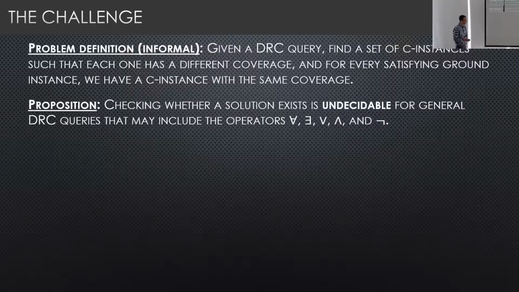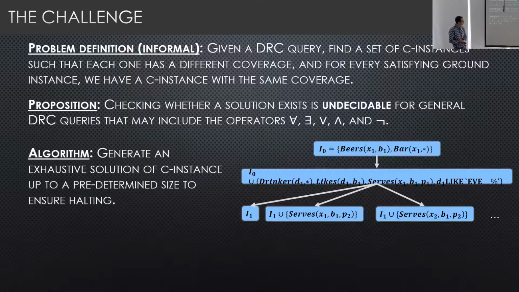So your intuition was correct. This problem is undecidable. And this can be shown using a reduction from the finite satisfiability problem for first order logic. So what we do is we generate an exhaustive set of C instances up to a predetermined size to make sure that the algorithm halts.